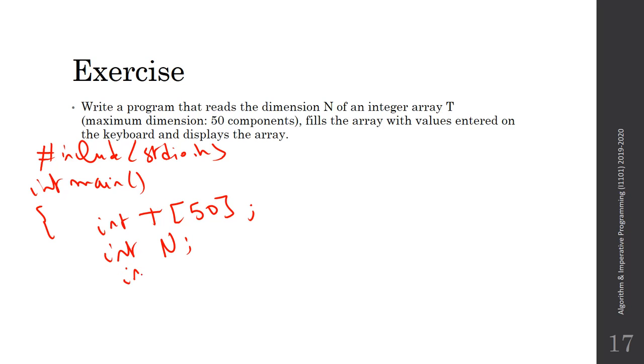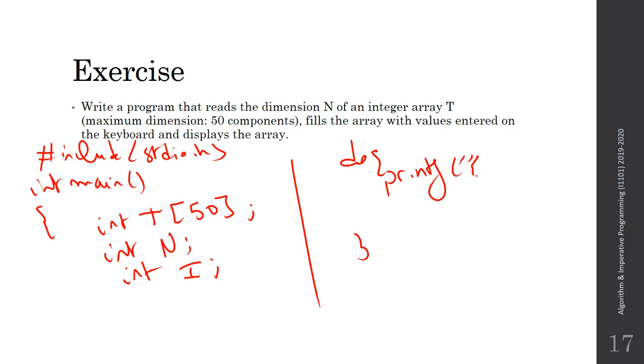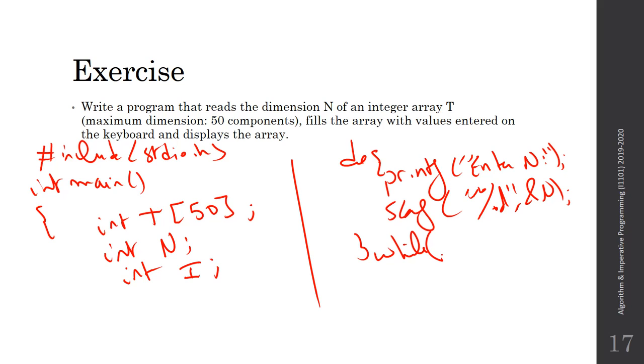Of course I would use integer i for the loop. So first let's read n. Forcibly I will do a while: printf enter the dimension, and scanf %d address of n. I will repeat that as long as n is less or equal to 0. When n is greater than 0, which means 1, 2, 3, 4, 5, I will stop and continue. I will move to this empty slide in order to continue.